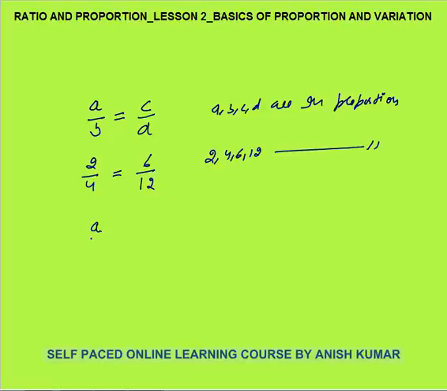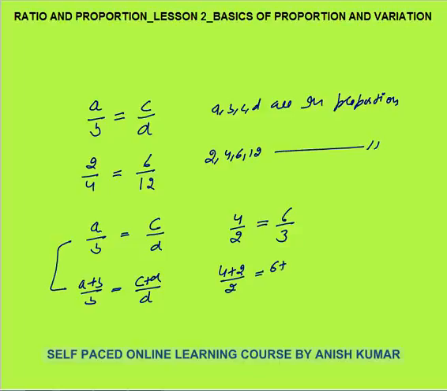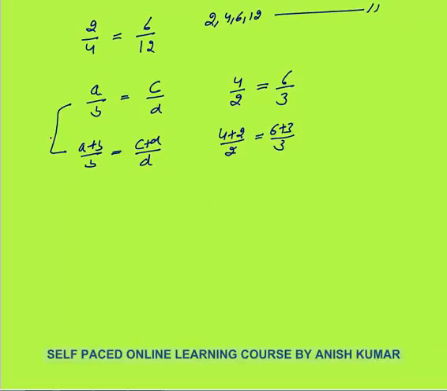Now very important, if A by B is equal to C by D, for example if 4 by 2 equals 6 by 3, then A plus B by B is always equal to C plus D by D. You can check that 4 plus 2 by 2 is equal to 6 plus 3 by 3. Same way you can say that A minus B by B is also equal to C minus D by D. This is 4 minus 2 by 2 is equal to 6 minus 3 by 3.